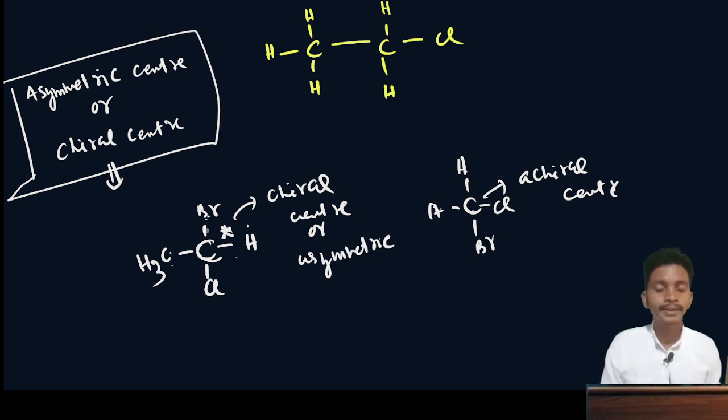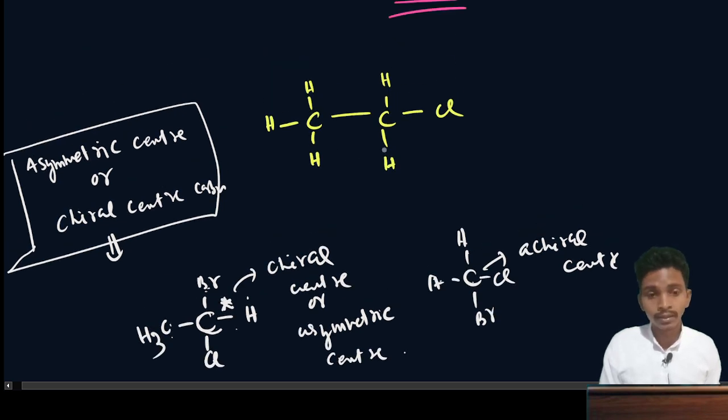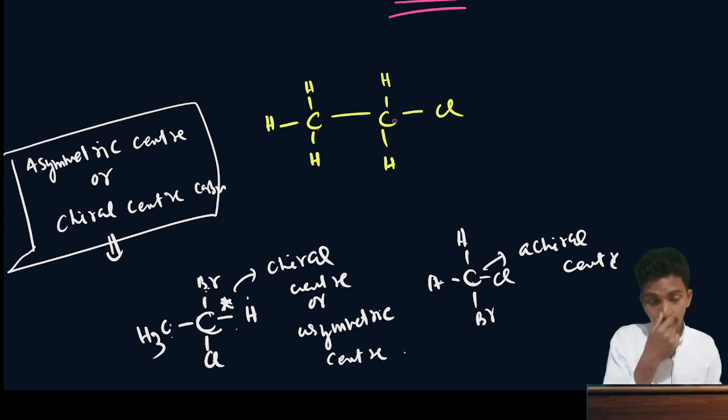So generally you look at the chiral carbon, and all the atoms attached to this carbon should be different. If they are different, then that is an asymmetric center. Okay, so now if you are applying this to these molecules, here we look at this carbon, whether any chiral center is present or not.